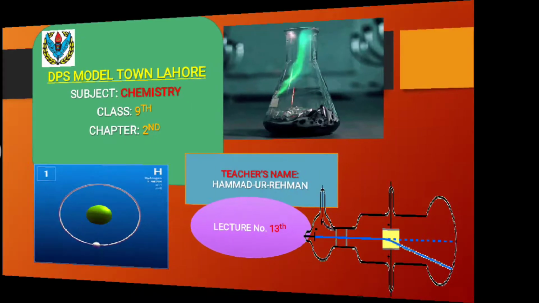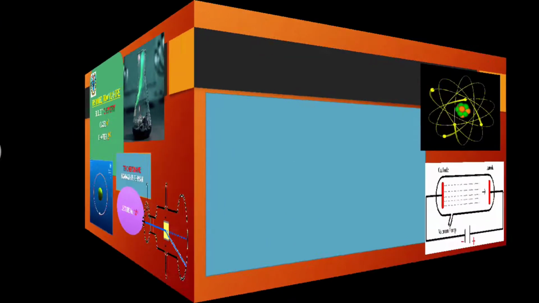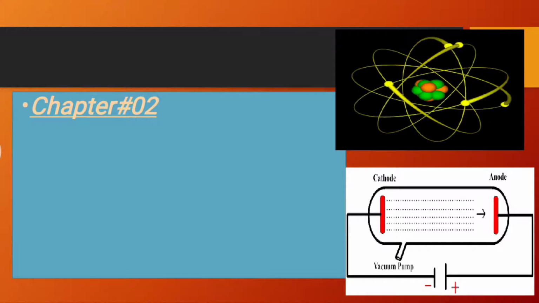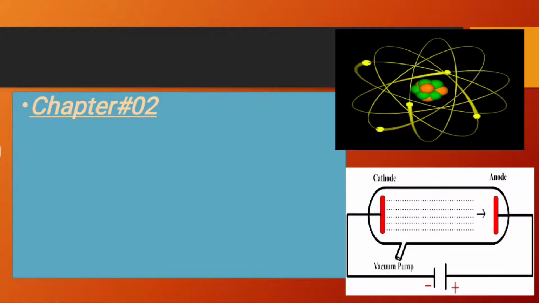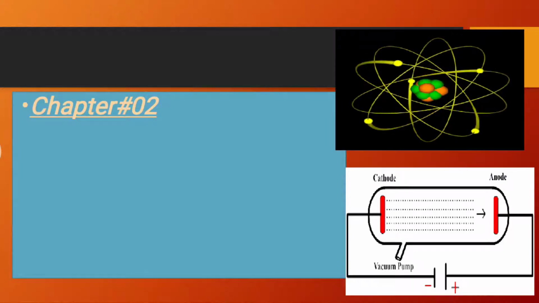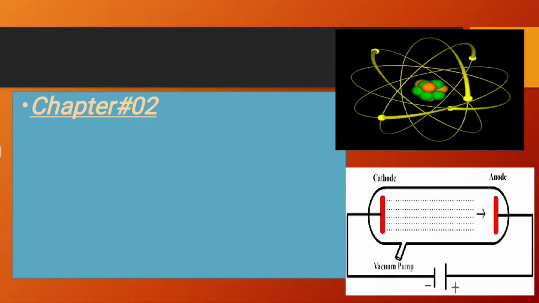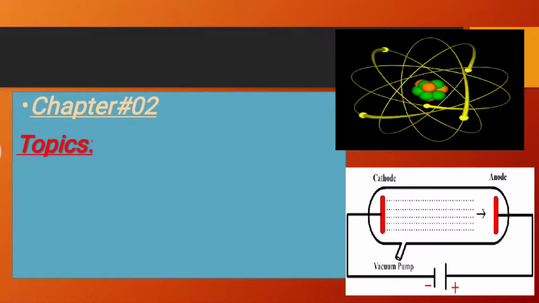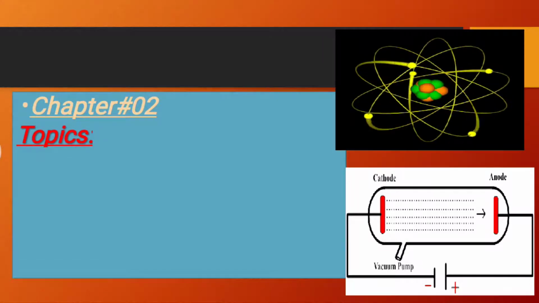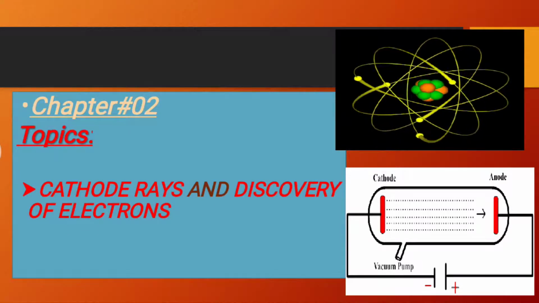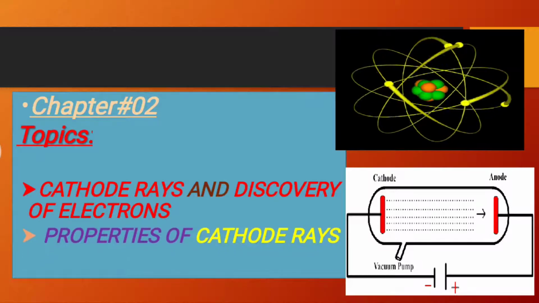Students, today we are going to start chapter number 2, in which we will discuss theories and experiments related to atomic structure, electronic configuration of atom, isotopes. Now, topics of our today lecture. Students, in our today lecture we will discuss cathode rays and discovery of electron, properties of cathode rays.